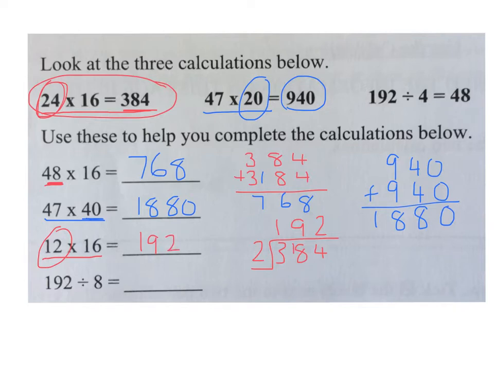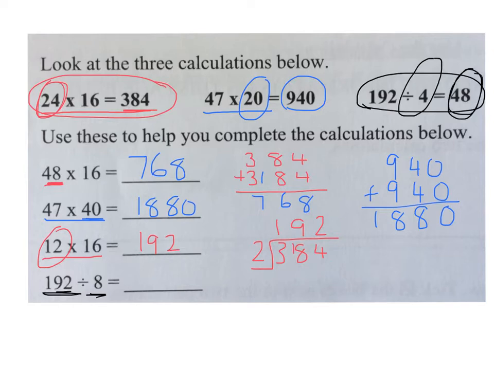And my final question, 192 divided by 8. Well, it comes from our third statement. And they have doubled the dividing by 8 to divide it by 4. Now with the division one, it's a little bit trickier. They're put into more pieces, so each of those pieces is going to be smaller. So they've doubled what you're dividing by, so you need to half your answer. So half of 48 is 24.